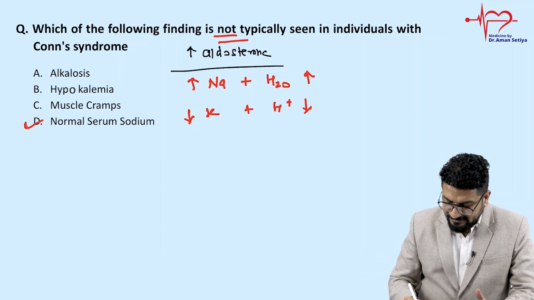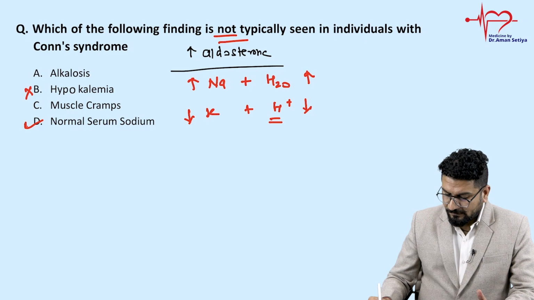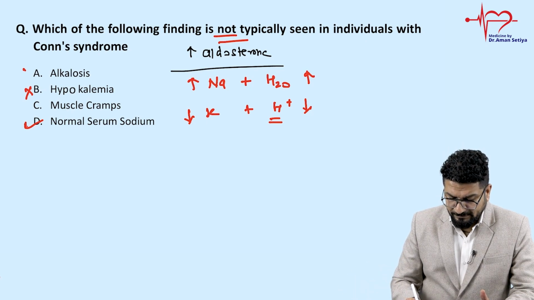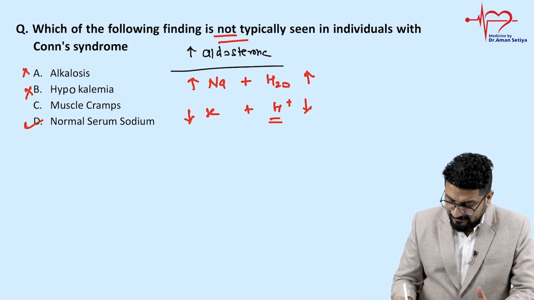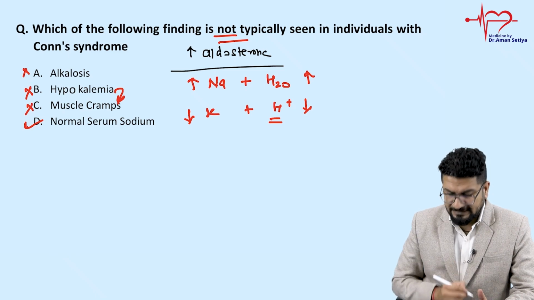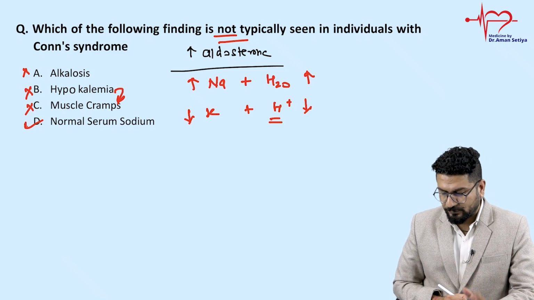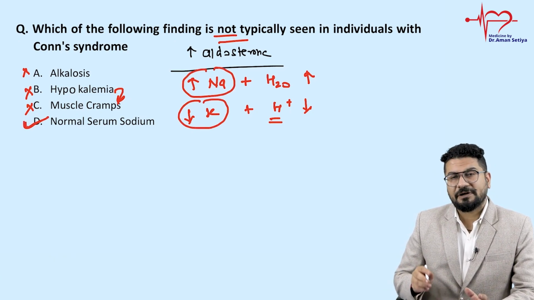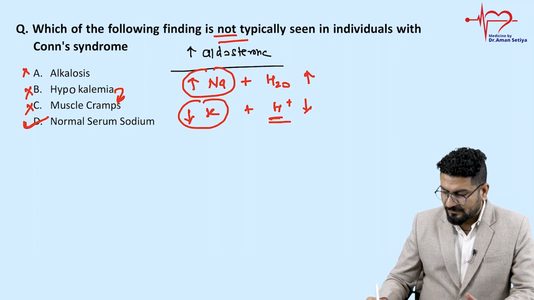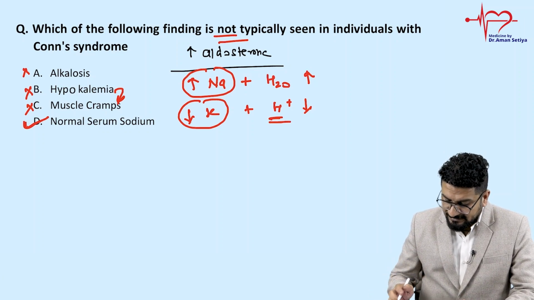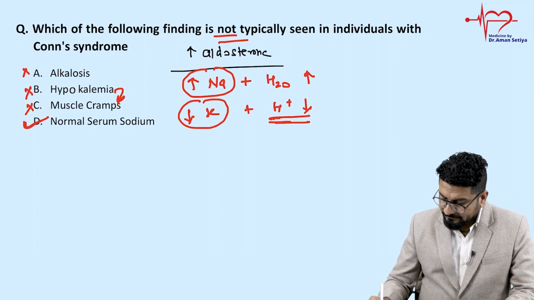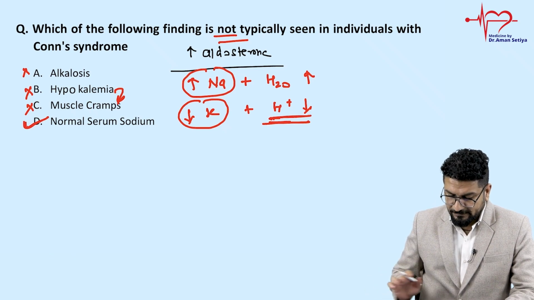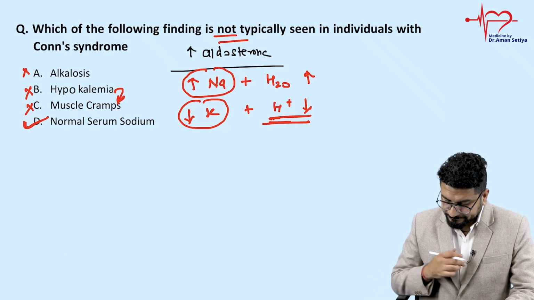There is less potassium, and loss of H positive ion, which will lead to metabolic alkalosis, and hypokalemia will produce muscle cramp. That is why the answer for this question will be normal serum sodium. Is it clear? Understand this question, it's very important. There is more sodium, less potassium, and less potassium will produce muscle cramp, and loss of H positive ion will lead to metabolic alkalosis. That is something you have to remember.